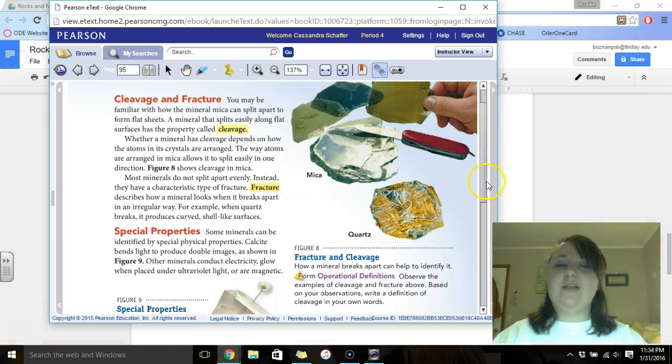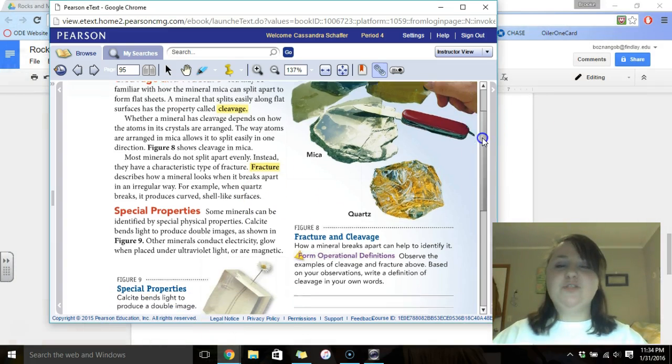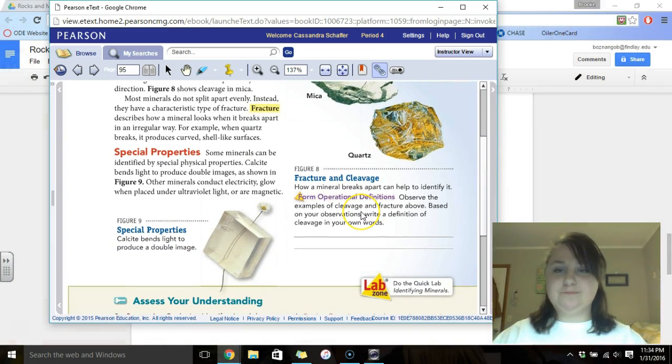So let's move on to the last one. Special properties. Some minerals can be identified by special physical properties. Calcite bends light to produce double images, as shown in Figure 9. Other minerals conduct electricity, glow when placed under ultraviolet light, or are magnetic.